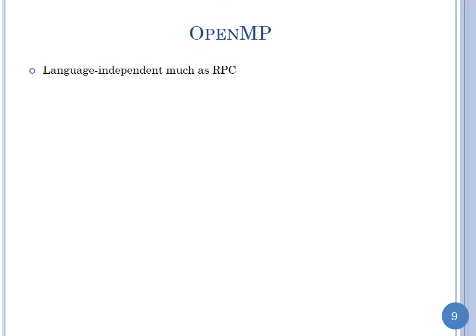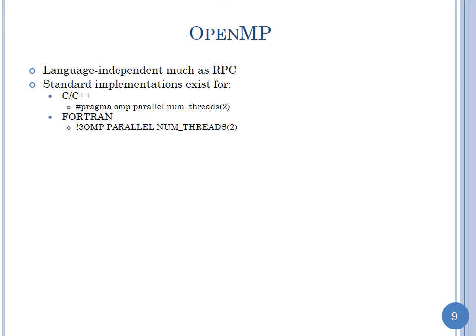So what is OpenMP? It's quote unquote language independent. The syntax that I showed you here is not the syntax that you have seen before, but it's similar. Standard implementations exist for C, C++, and Fortran. So you're seeing here the same thing done through C. You say # rather than special comment, and you say pragma omp parallel num_threads 2. So it's very similar. In Fortran, you would do something else, but very similar.